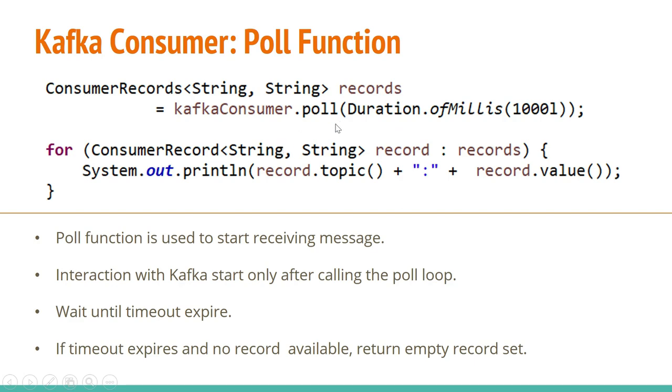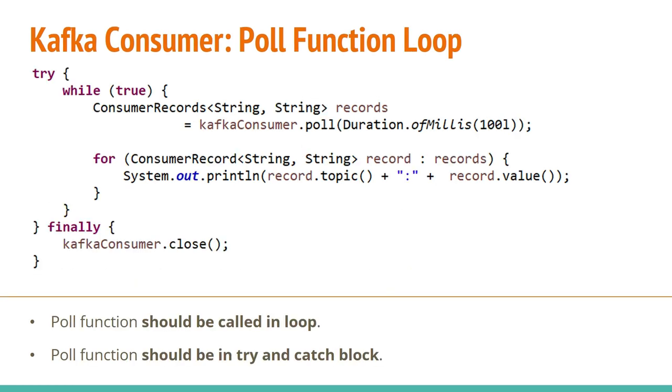Now, poll is the function where the actual interaction with the Kafka broker starts. Till now, we just created objects like the Kafka consumer object and the property object, but we haven't started the interaction with the broker. So once we call the poll function, the actual interaction starts with the Kafka broker side. To continuously receive the messages from the topic, we will have to call the poll function again and again. That is why we should always call our poll function inside an infinite loop.